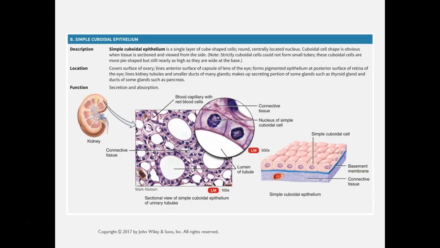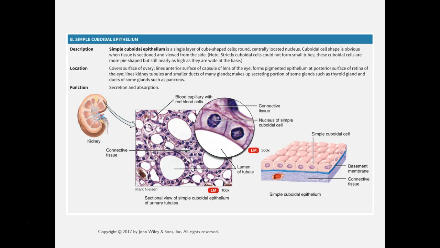Simple cuboidal cells, remember cuboidal are somewhat cube or box shaped. So simple tells you one layer, cuboidal tells you the shape. So these appear somewhat square in their appearance. However, they're not going to be completely square because that wouldn't create a good covering or a good lining. So a lot of times you'll see that these look like a bunch of little squares with great big obvious nuclei in the middle, and then you see them all forming a structure sort of like a tube which has an opening in the middle. And that's typically what you do see with those.